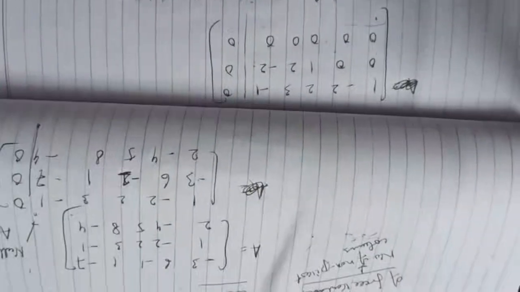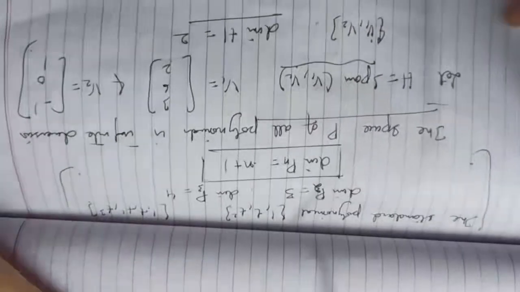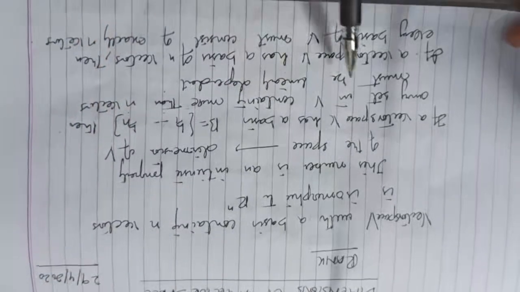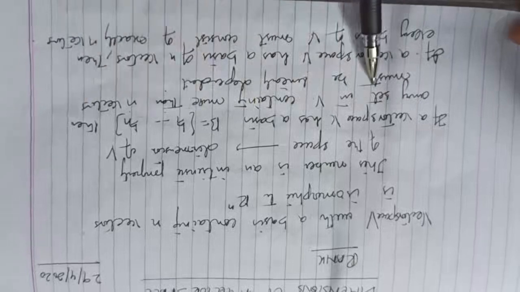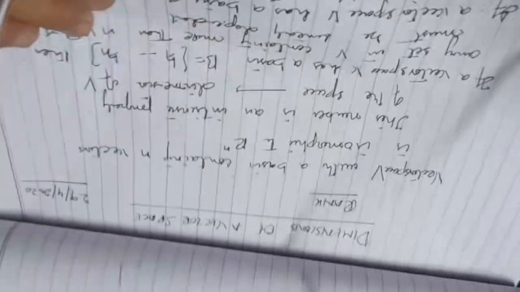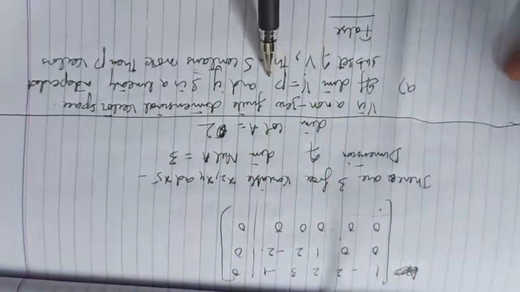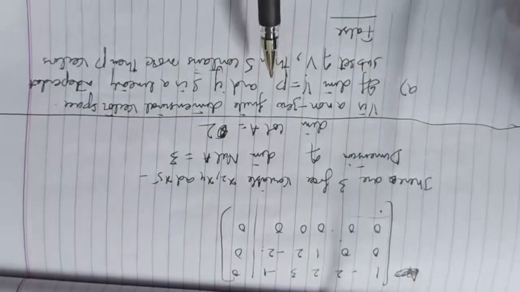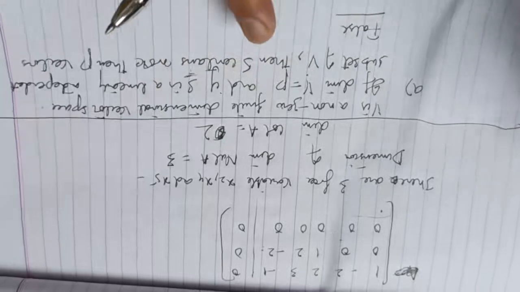From the very first theorem, if the vector space V has a basis B, then any set in V containing more than n vectors must be linearly dependent. So in this case, if the dimension is P, there cannot be more than P vectors in S that are linearly independent.